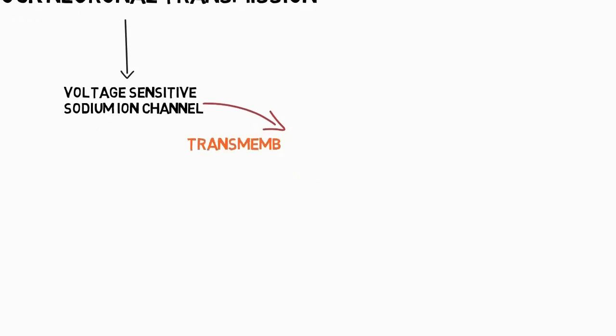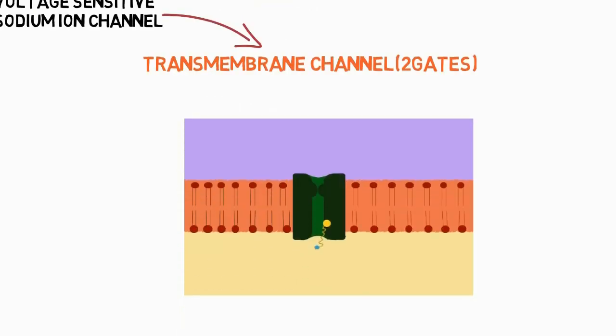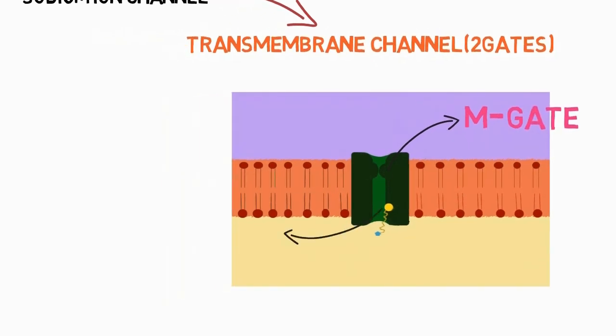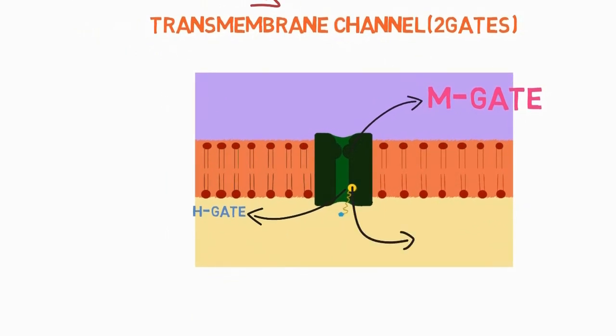It is a transmembrane channel which has two gates. One is the M gate towards the outside of the channel, and the other is the H gate towards the inside. Local anesthetic receptors are present on the inner side of this channel. When we apply local anesthetics, it goes and binds to this receptor in the inactivated state, which blocks sodium ion entry through the channel. It also increases the threshold potential of the channel.